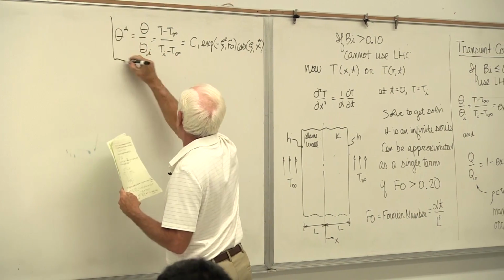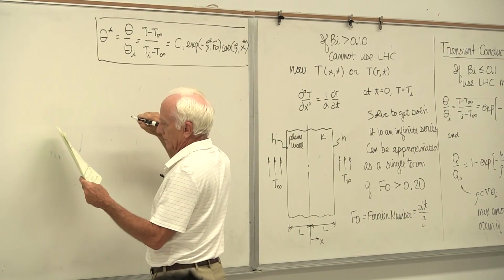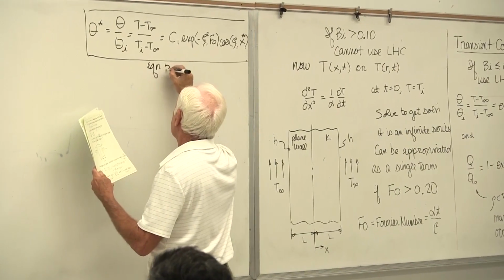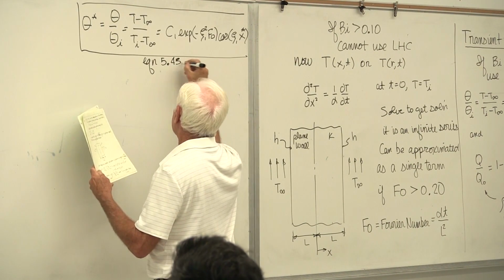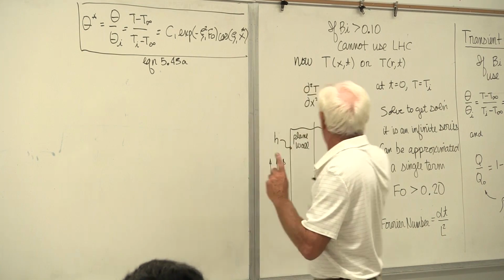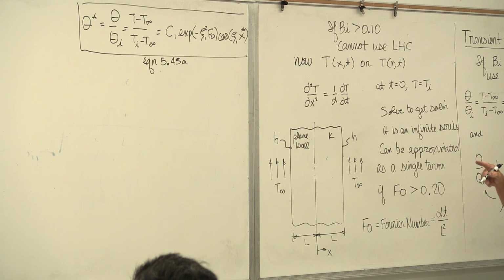And this is, in the textbook, equation 5.43a. That's the first term of that infinite series. That'll give us a good temperature if the Fourier number is greater than 0.2.